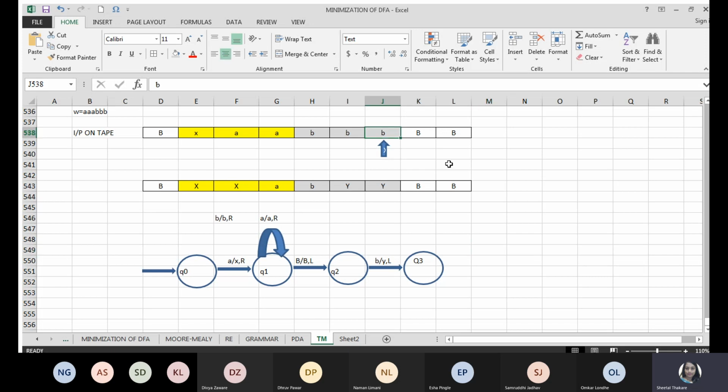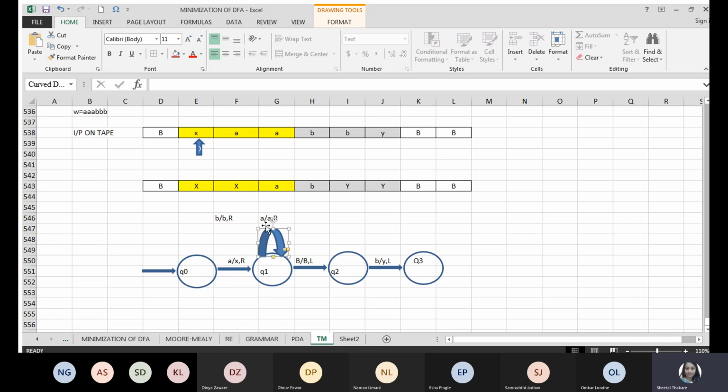How you will mark the leftmost? ये B आपने Y में convert कर दिया. You are moving to left. While moving to left, you are encountering B as well as A. You skip all of them till you encounter X.